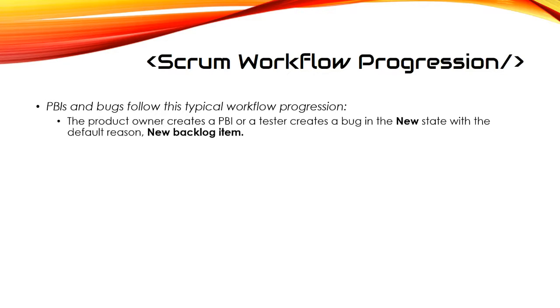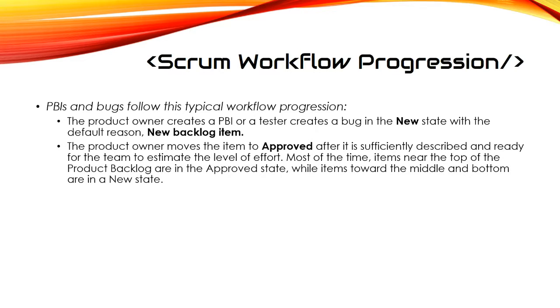Scrum workflow progression. PBIs and bugs follow this typical workflow progression. The product owner creates a PBI or tester creates a new bug in the new state with the default reason, new backlog item. The product owner moves the item to approved after it is sufficiently described and ready for the team to estimate their level of effort. Most of the time, items near the top of the product backlog are in the approved state, while items toward the middle and bottom are in the new state.